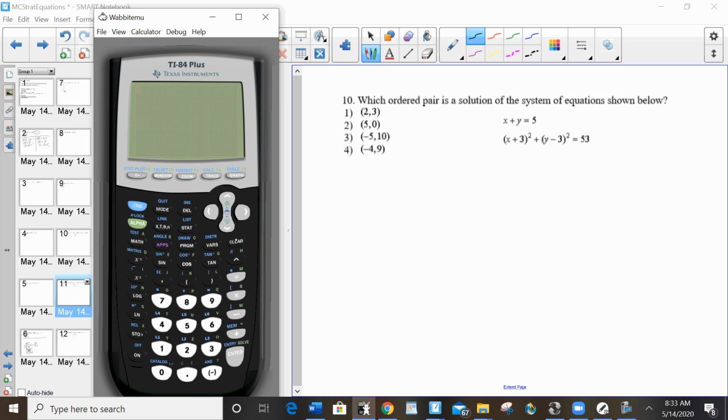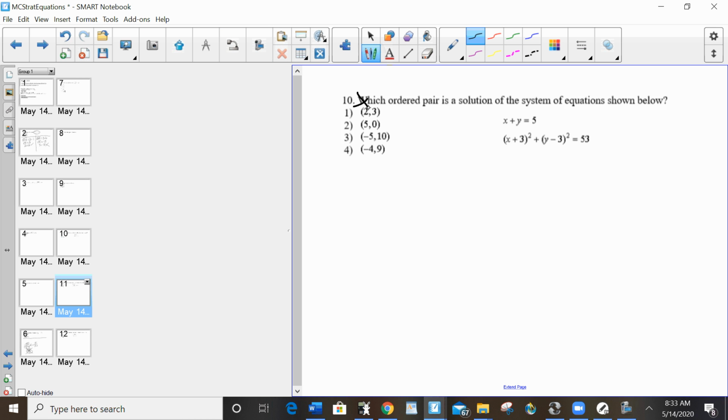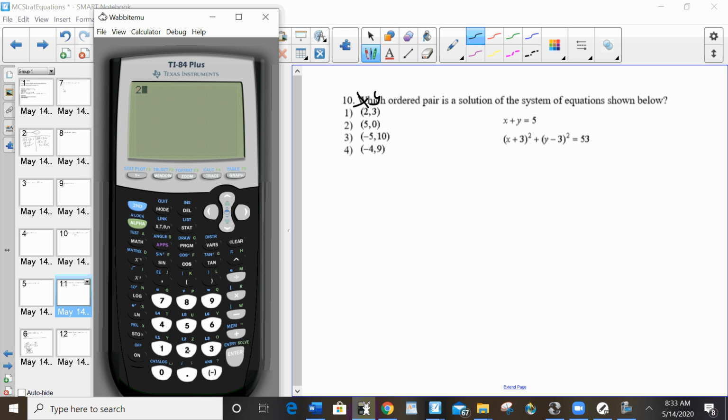So choice 1 is saying that x is 2 and y is 3. So I'm going to store 2 as x, and I'm going to store 3 as y. I'm going to type in both equations. So my top one, x plus y, is my left-hand side. 5 is my right-hand side. Do they match up? Yes. However, it has to work in both equations.